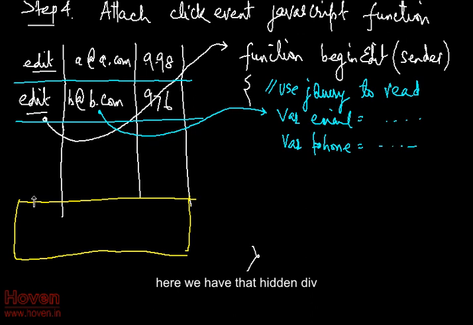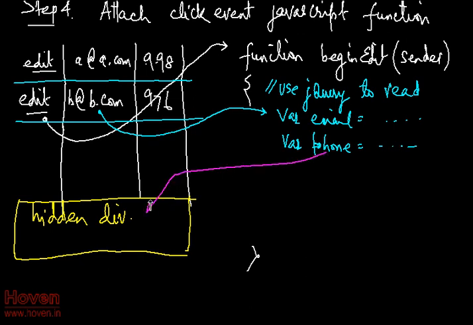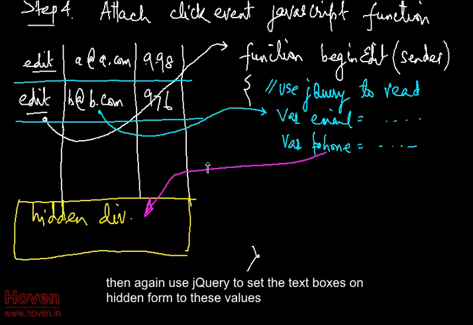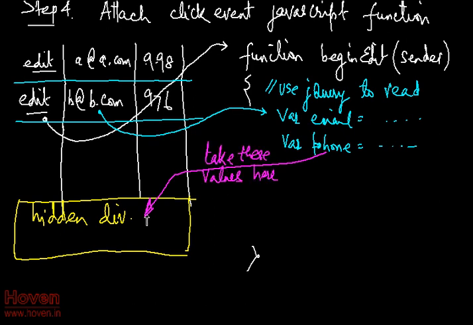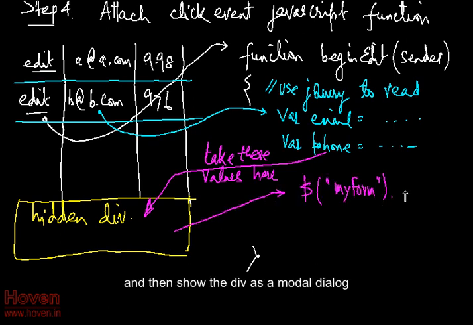Here we have that hidden div. Then again, use jQuery to set the text boxes on the hidden form to these values. And then show the div as a modal dialog.